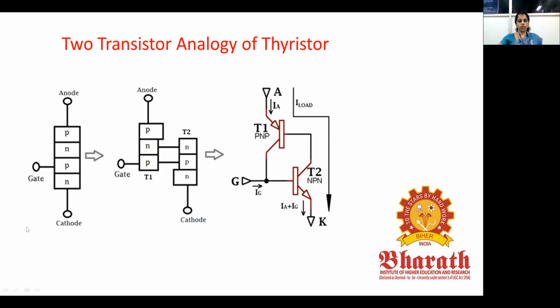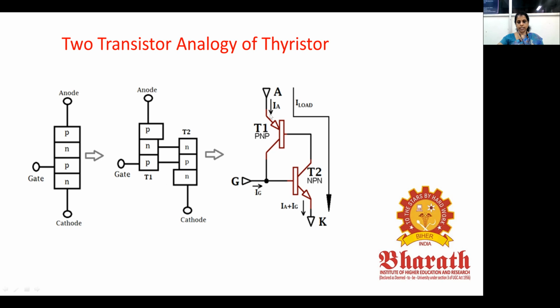So this is the structure of the 2 transistor analogy of a thyristor. So this is actually the structure of a thyristor, PNPN. You can see that this NP layer is divided into 2 segments like this. So this is one PNP transistor and this is another NPN transistor. So these 2 transistors sandwiched together forming a PNPN layer, that is a thyristor.